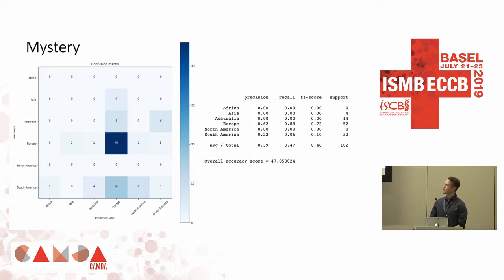So going into our mystery score, the big reveal. Not so good. Because it's a multi-class classification problem, it's still better than a coin flip, but our overall accuracy score was 47.